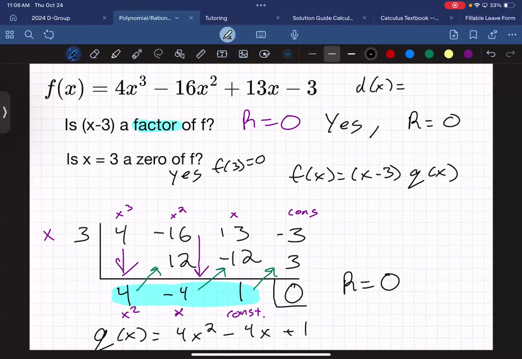For synthetic division to work, x minus k. Make sure you see here, this one, it got 0, right? But that's not always going to be the case.